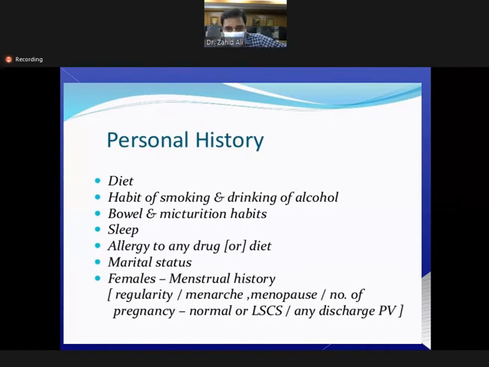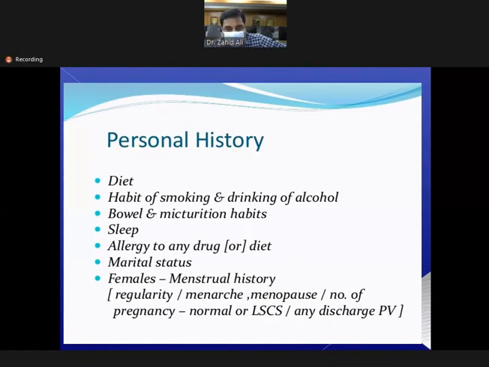Then finally comes addiction, whether they are addicted to pan or chalia, or cigarettes, because you know that mouth ulcers and mouth cancers are very common if people are addicted to pan or chalia. So these points should be kept in your mind. That's why personal history is very important.